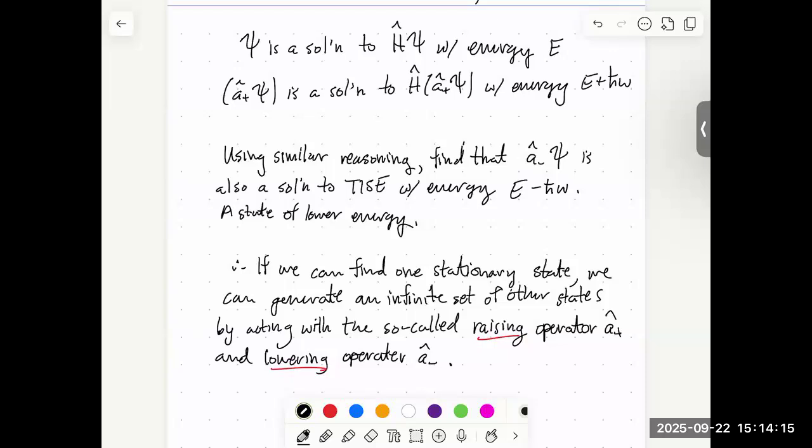Are we going to touch on matrix representation of operators?